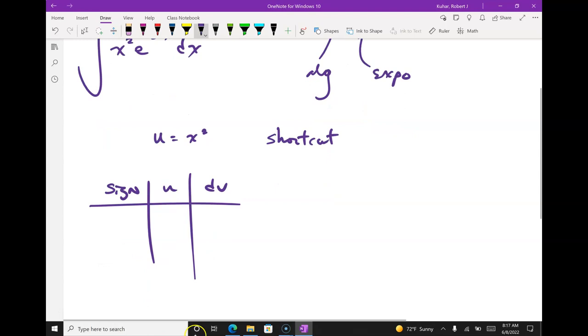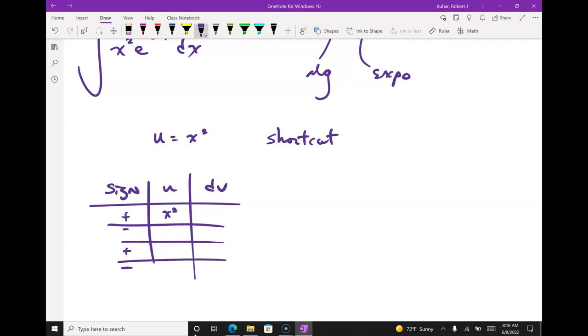The sign is always going to alternate positive to negative. U is going to go until its final derivative is zero. So x squared to 2x to 2 to 0. And DV, right? I know that DV is everything left over, whether I'm using the shortcut or not. And I integrate to get v, I get the opposite of e to the minus x. I'm skipping that u sub there.